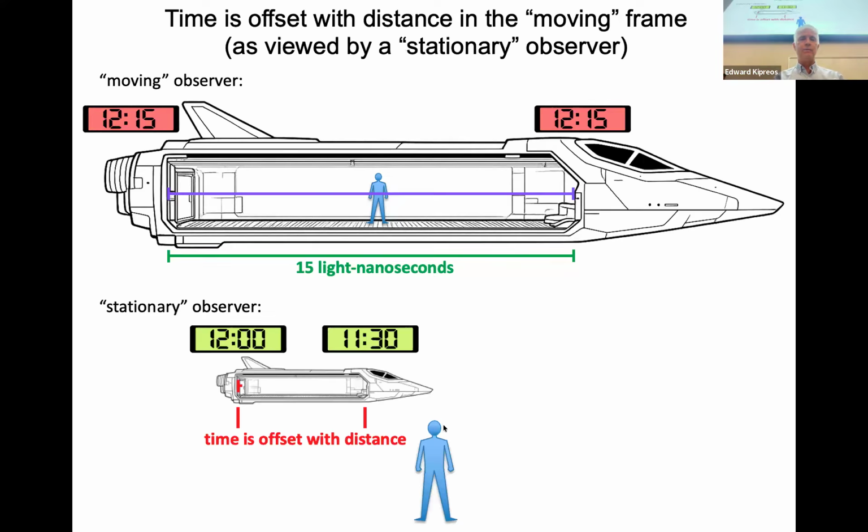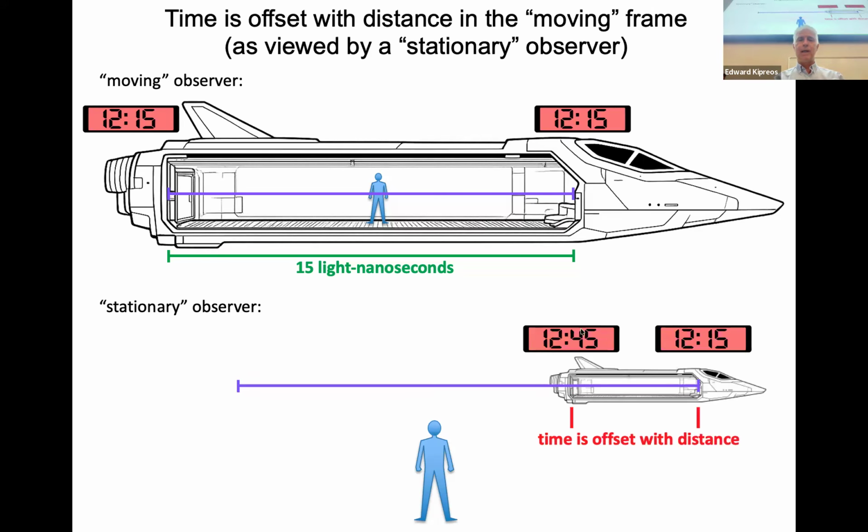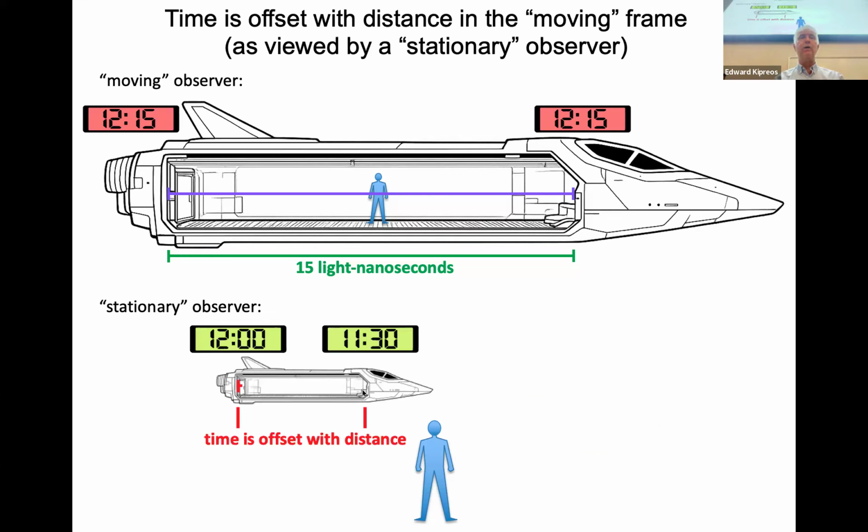But let's take a look at this from the stationary perspective. What the stationary observer sees is that these clocks are not synchronous. In fact, the front clock is at an earlier time than the back clock at the time when the light was emitted. Now, the stationary observer is going to see that the light hits at 12:15. But the reason it hit at 12:15 was because it started off at 11:30.